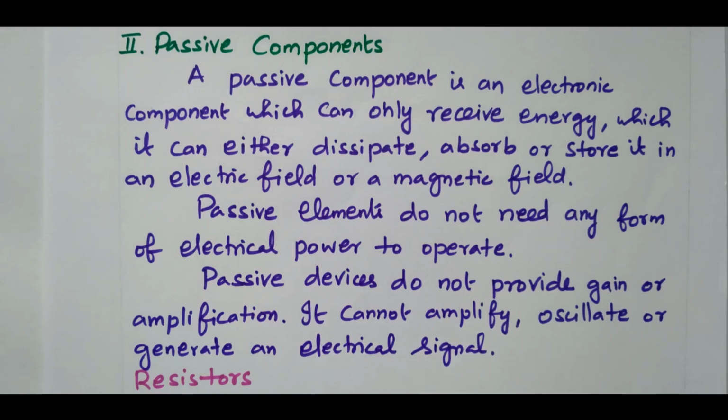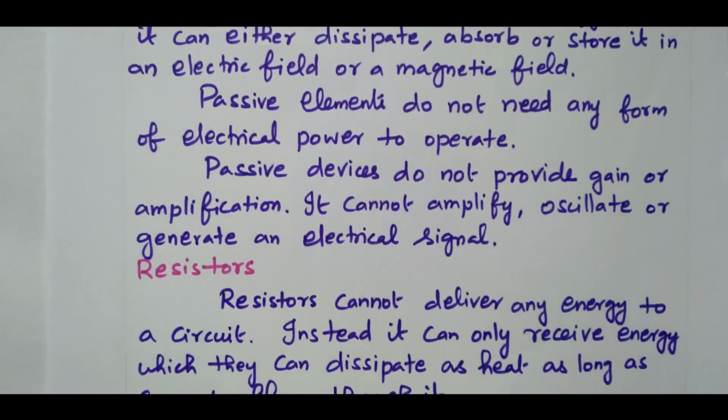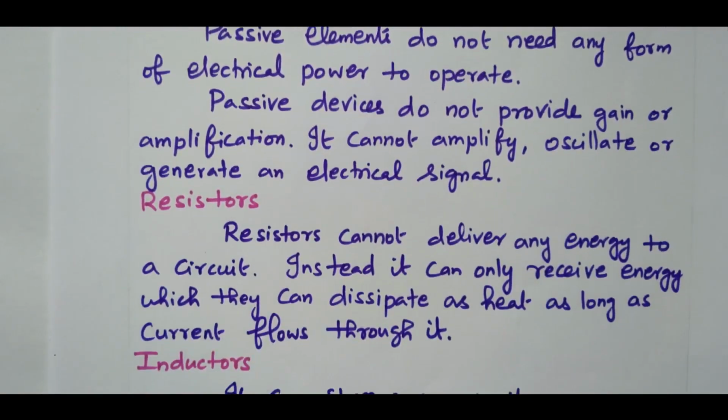We will see the examples one by one. First we will see the resistor. A resistor cannot deliver any energy to the circuit, but it will receive the energy and dissipate it as heat as long as the current is flowing. So no power is required to operate the resistor. Once the resistor is connected, it will absorb the energy and dissipate it in the form of heat. That is what is done by the resistor.